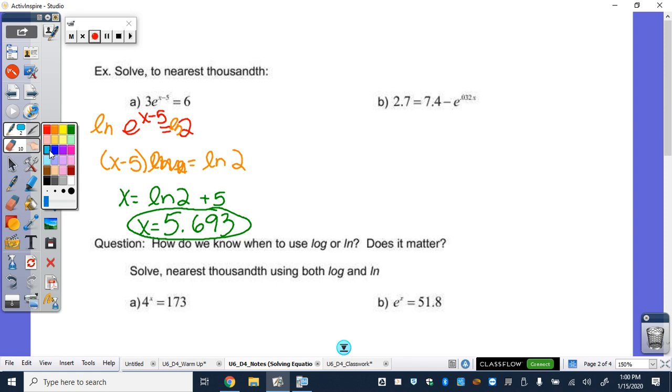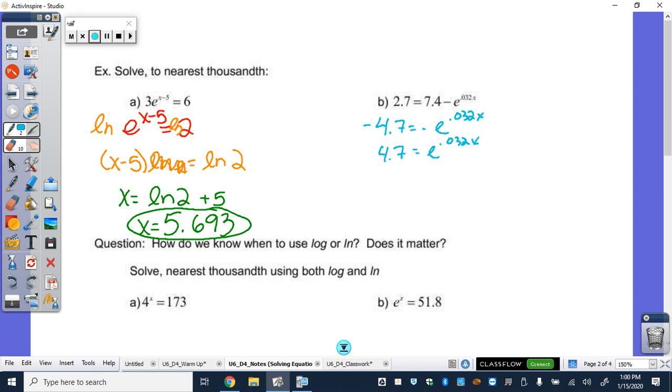Letter B there, what should we do first? Subtract 7.4. So I subtract my 7.4, I get negative 4.7 equals negative e to the 0.032x. Now what should we do? Divide by negative 1, yeah, because we can't do ln of a negative. So divide by negative 1, it makes both sides turn positive.